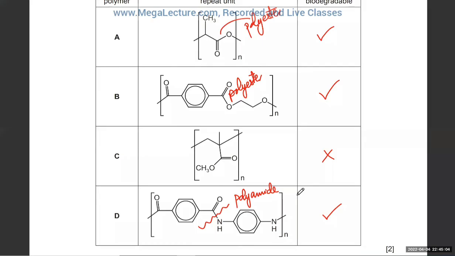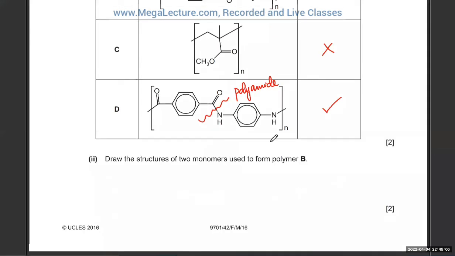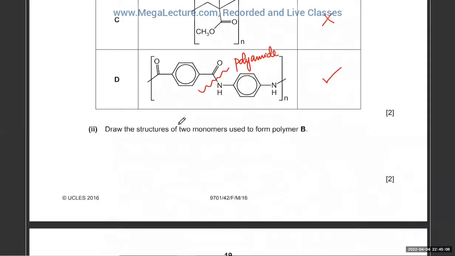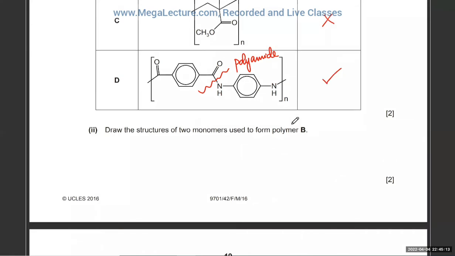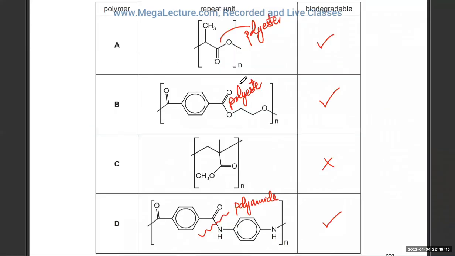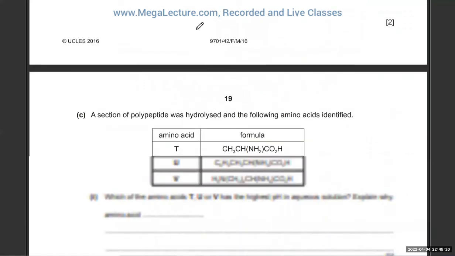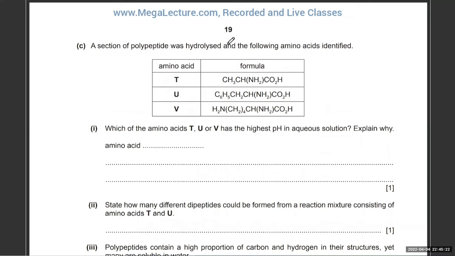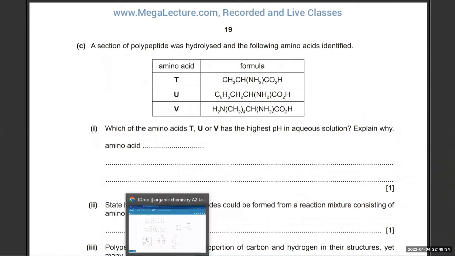And then moving on. So that's the first part. That was just 2 marks. We just went through all the examples. Over here, he's asking, draw the structure of the 2 monomers used to form polymer B. We actually did that. We did draw the 2 monomers. Now we're seeing a section of the polypeptide was hydrolyzed and the following amino acids identified. Which of the amino acids T, U, V has the highest pH in aqueous solution? Explain why. T, U or V has the highest pH.